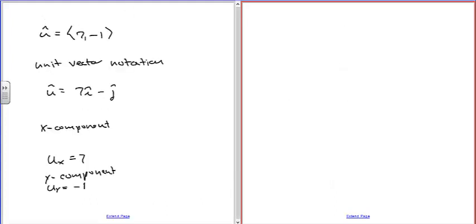Okay, next thing is I'm going to give you a vector, and let's say it's negative 1 comma 5. And what I want you to do is give me the magnitude and direction.